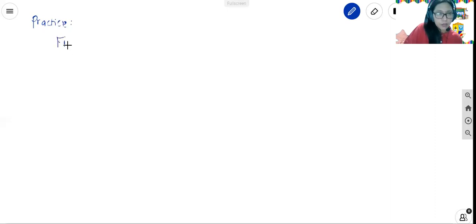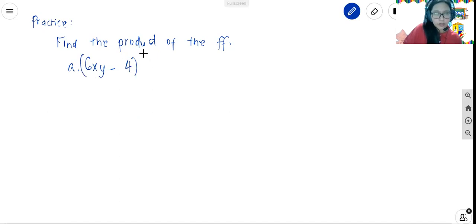Let's see, find the product. So let's have (6xy minus 4) cubed, and let's have (x squared plus y squared) cubed.